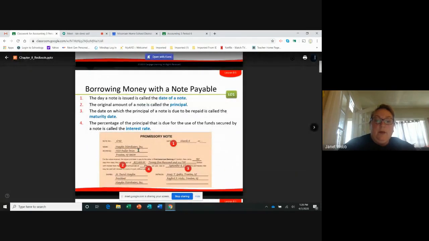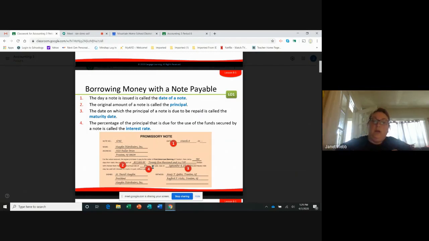So the promissory note has the date right up here, the original amount of the note, which is right here. This one's $25,000. They have the maturity date down here. That's the date that it has to be paid by. And then it has the interest rate right here. That's how much interest we're going to pay. So most promissory notes like this one are only for 180 days or for 90 days or 60 days or 30 days. So they're less than a year, okay?